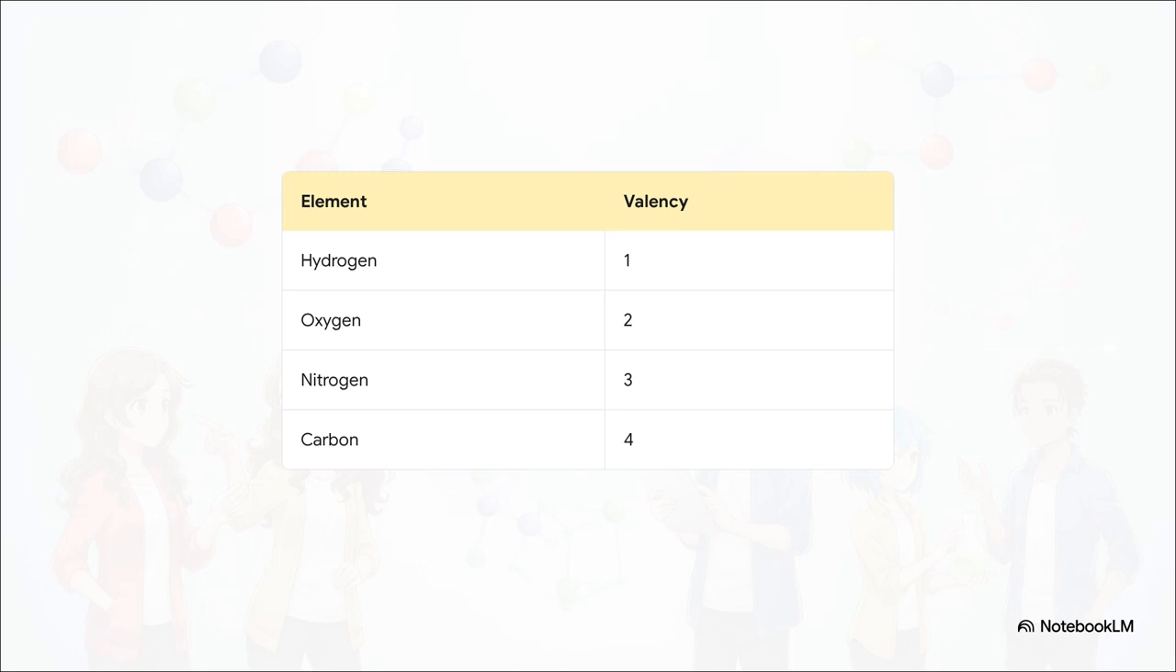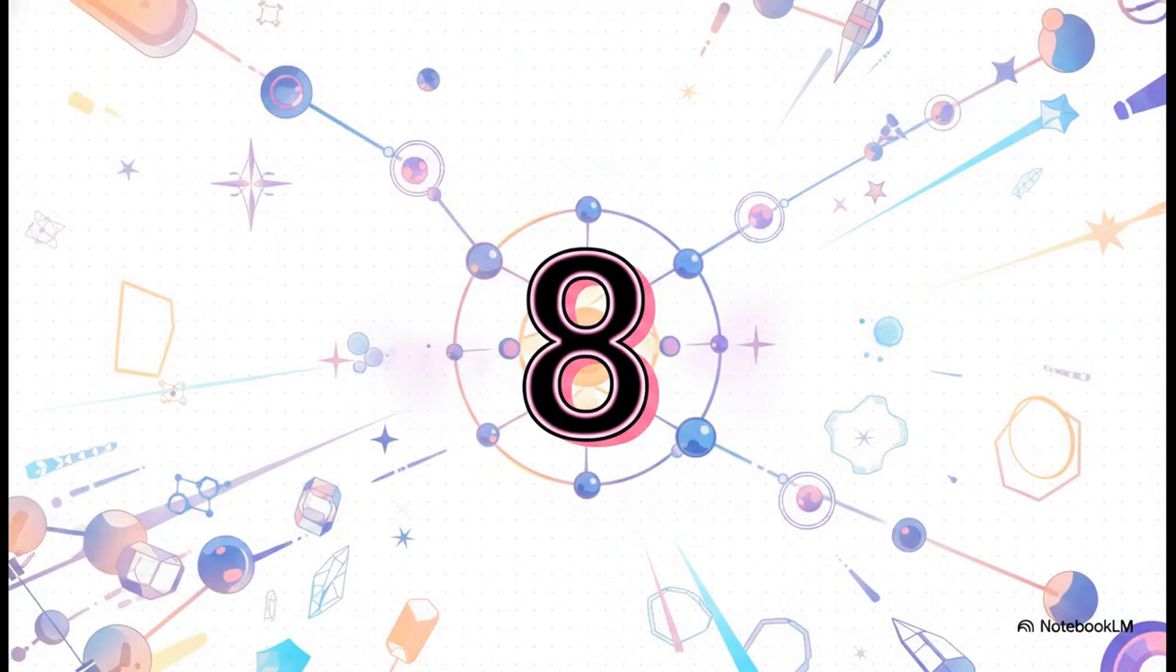Just look at how perfectly mathematical nature can be. Here are 4 specific elemental valencies you absolutely 100% must memorize for your exam. Ready? Hydrogen has a bonding capacity of 1. Oxygen is 2. Nitrogen is 3, and carbon is 4. 1, 2, 3, 4. Honestly, it's incredibly elegant. Knowing the bonding capacity of these 4 specific elements is going to be a massive advantage for you in chemistry.